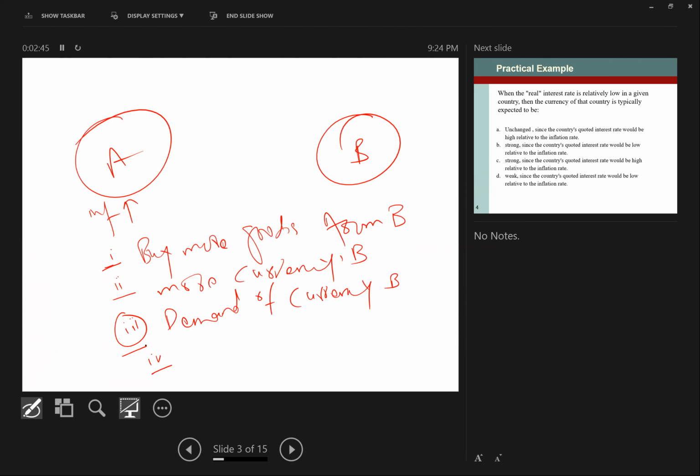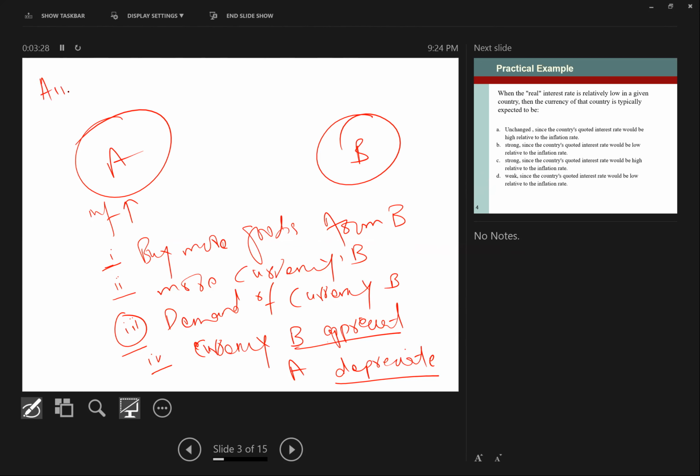What's the impact on the exchange rate? The currency of country B will increase because demand increases and the supply remains the same. Currency B appreciates, and currency A depreciates.